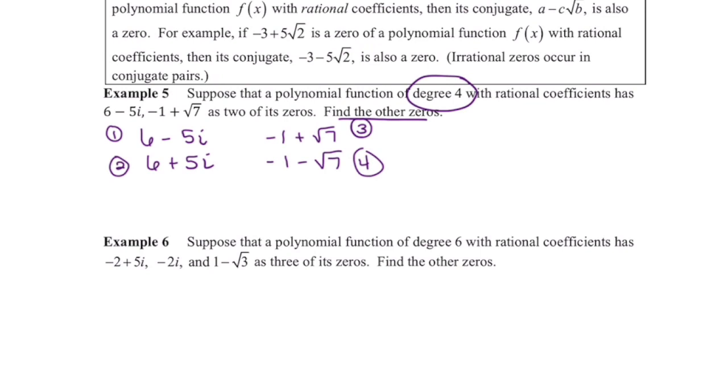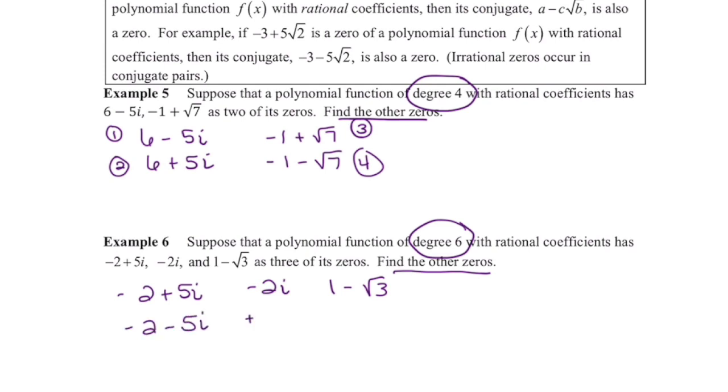Suppose that a polynomial function has degree 6, so we know we need to find 6 of them. What are the other zeros if we are given negative 2 plus 5i, negative 2i, and 1 minus the square root of 3? I also know I'm going to have negative 2 minus 5i, positive 2i, and 1 plus the square root of 3. So I have found the 6 zeros that match.